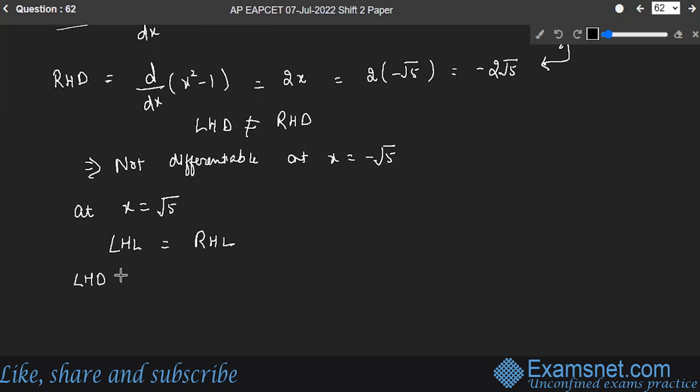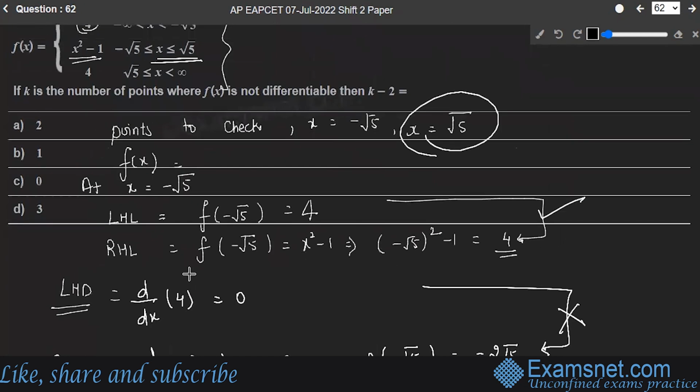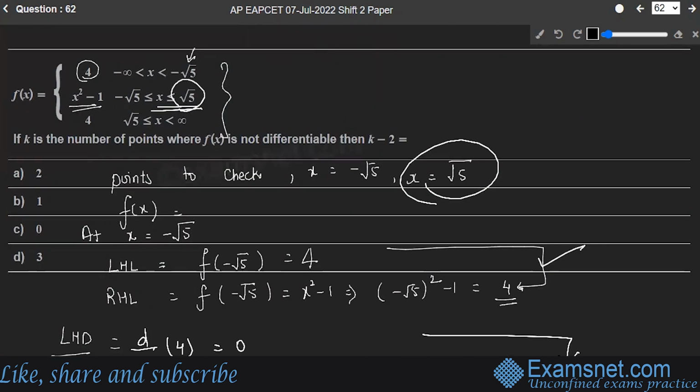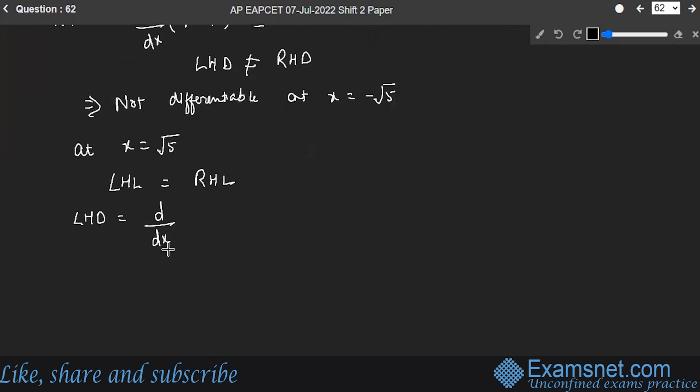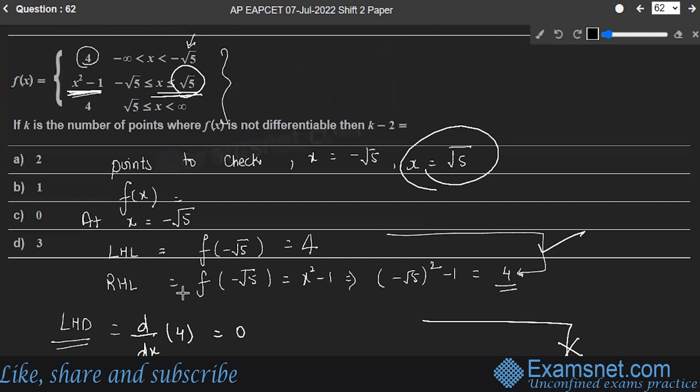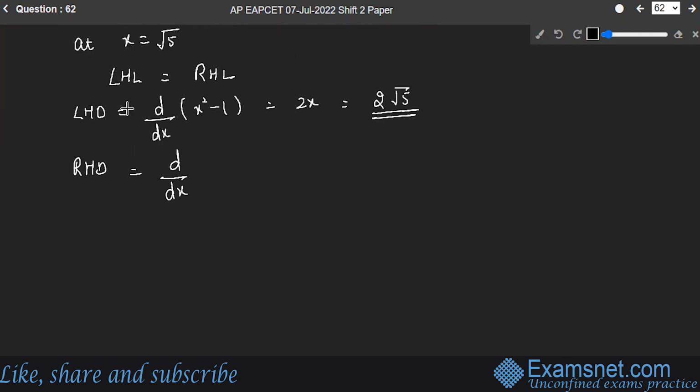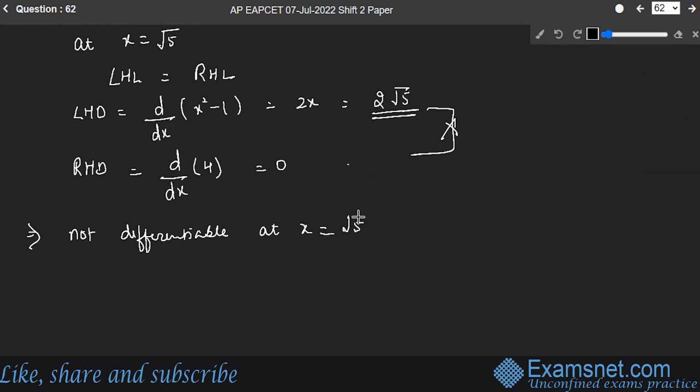Let's go on to the left-hand derivative and the right-hand derivative. What is the left-hand derivative? When we are on the left side of root 5, x squared minus 1 will be considered. The derivative of x squared minus 1 is 2x, which is equal to 2 into root 5. And what is the right-hand derivative? It is the derivative of 4, which is a constant, so it will be 0. Since they are not equal, f(x) is not differentiable at x equal to root 5.